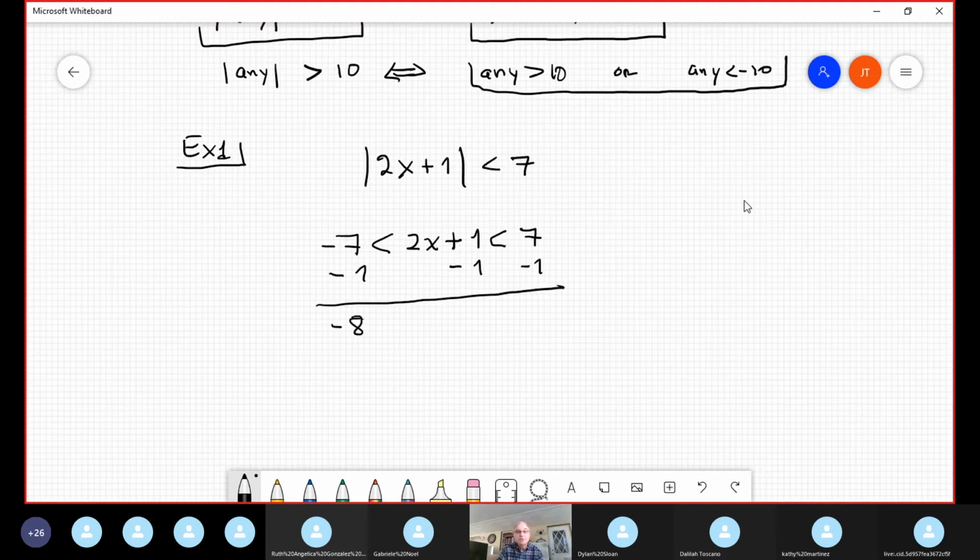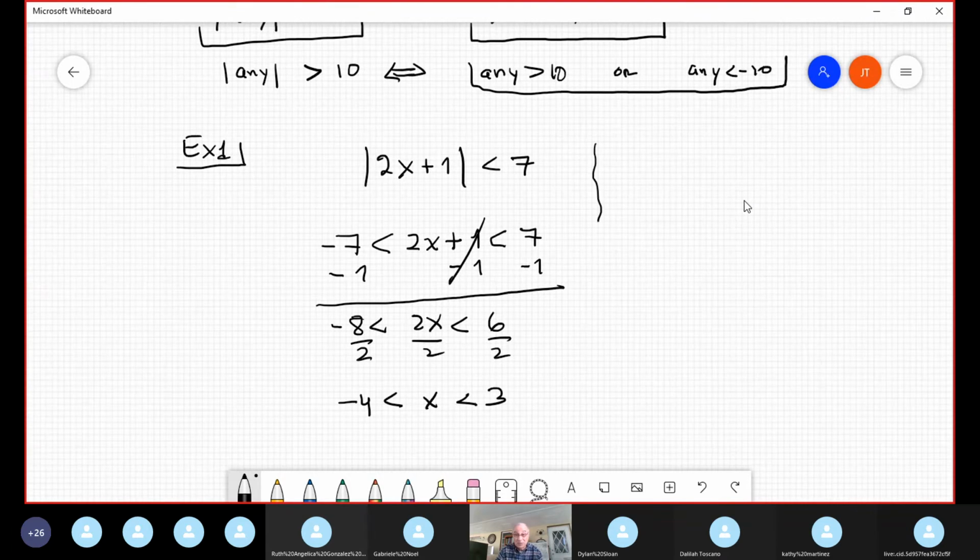And negative 8, this is cancel. This was the intention, and this is 6. Finally, divided by 2. And negative 4 less than x less than 3. So always, guys, always, I want you in the test to express the answer in interval notation.